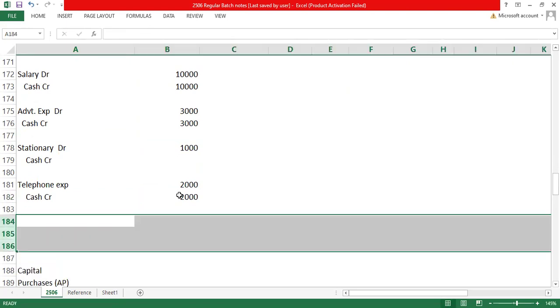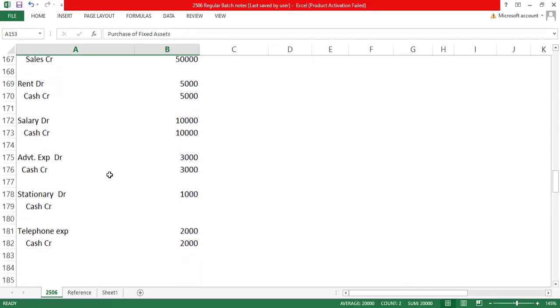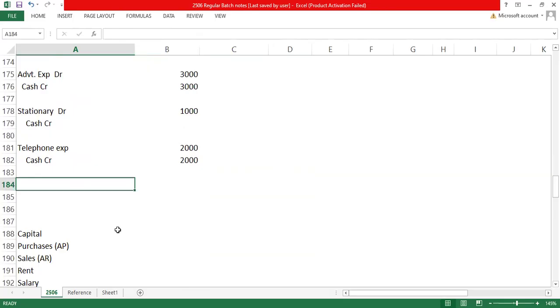Now fixed asset. How do I deal with a fixed asset? Whenever I purchase a fixed asset, what are the accounts that will be impacted? Which account to debit, which account to credit? So you are purchasing, let's say, a computer, right? In this case, computer, or you generally call it fixed assets.